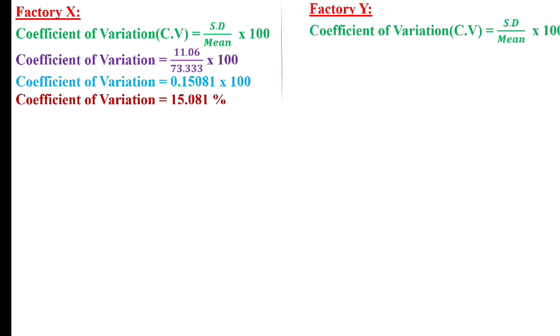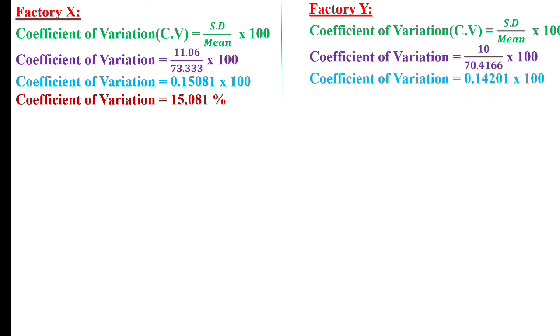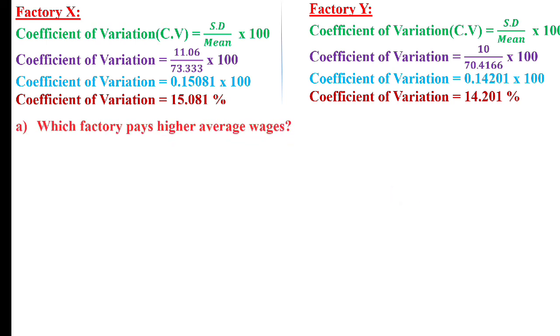Come to factory Y. Coefficient of variation equals standard deviation divided by mean into 100, 10 divided by 70.4166 into 100, 0.14201 into 100, then we'll get 14.201 coefficient of variation. Both we get. Till here the coefficient of variation format is solved. Now the additional questions, whatever is there, we need to study.